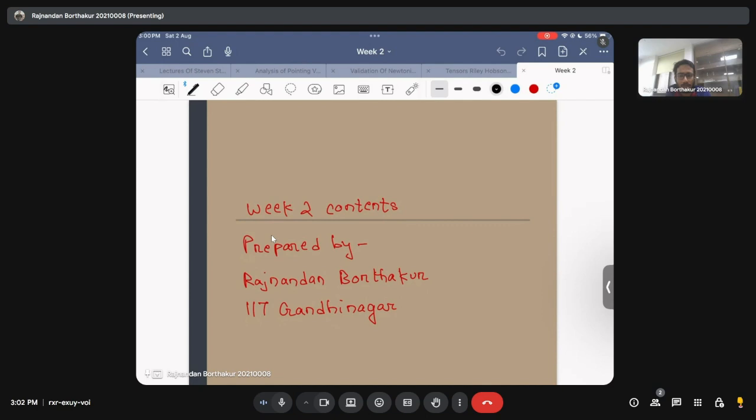In the previous week, we looked into a very introductory concept of the three modes of heat transfer, that is conduction, convection, and radiation. And we touched upon the basic law of conduction heat transfer, that is Fourier's law. We saw what is the most generalized form of Fourier's law.